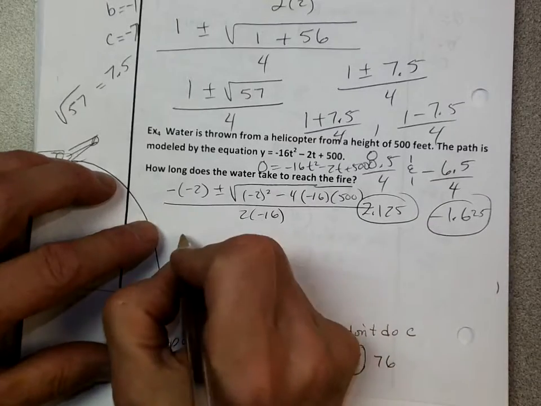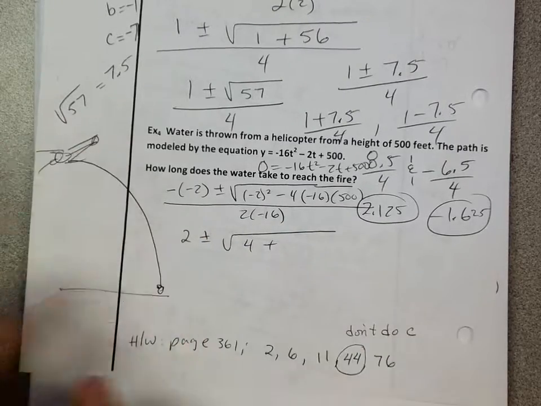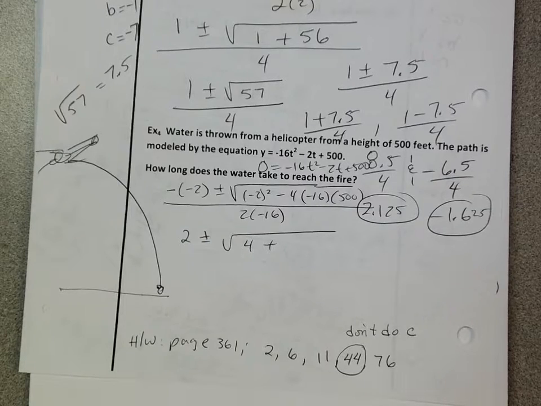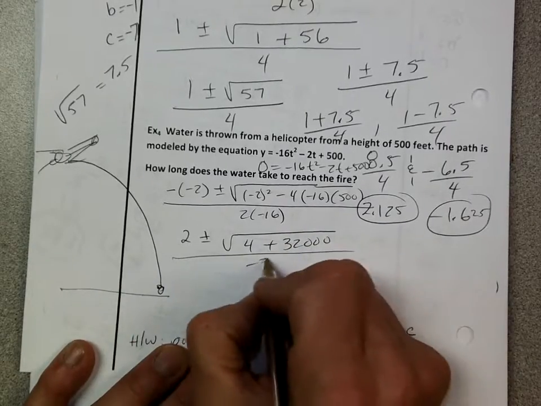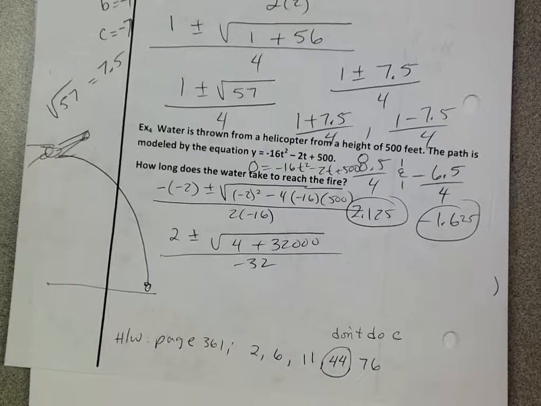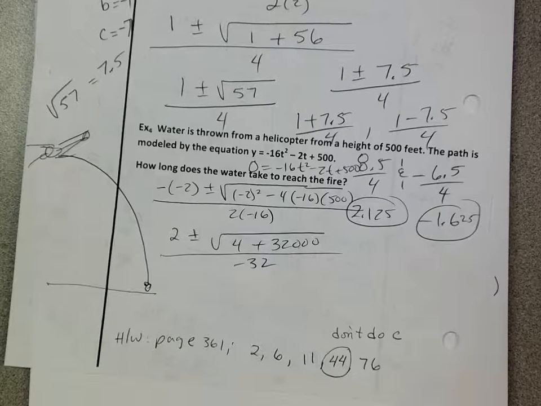I've got 2 plus or minus the square root of 4 plus, I'm going to need a calculator, 64 times 500. Big numbers. 64 times 500. Big number. 32,000. Divided by negative 32. How am I doing? I'm just letting the calculator do the work. And then that plus that is 32,004, so I'm going to take the square root of that. The square root of 32,004 gives me about 179.9.